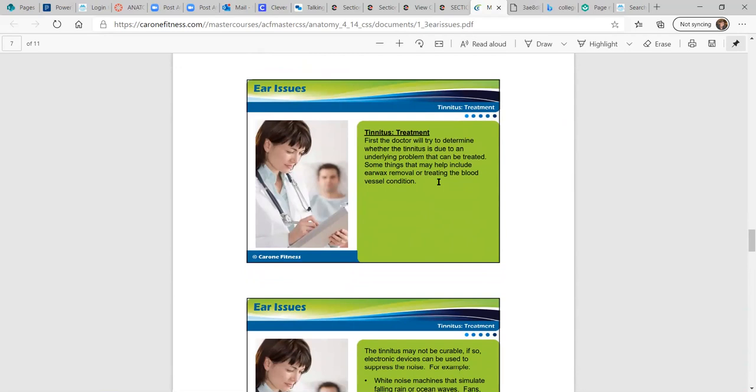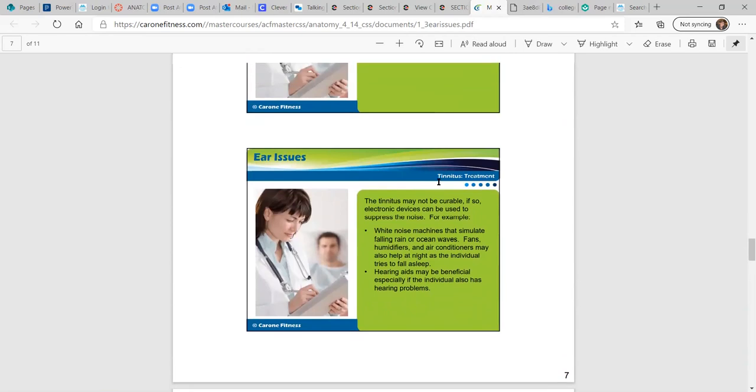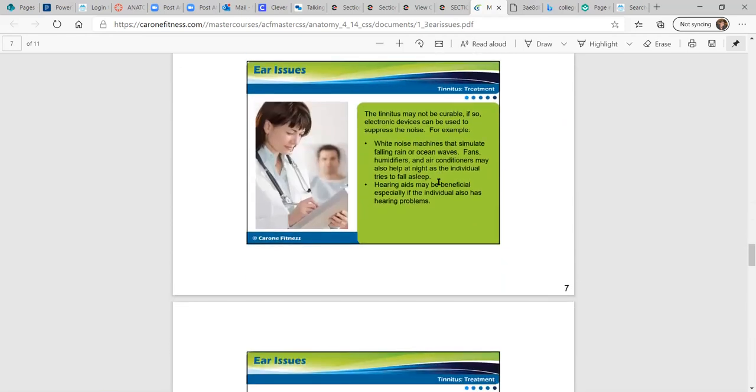Treatment. So first, the doctor will try to determine what is causing the tinnitus and see if they can treat that problem instead. Some things that may help include removal of earwax or treating some type of blood vessel condition. Tinnitus may not be curable. And if it's not curable, they use electronic devices to suppress the noise.